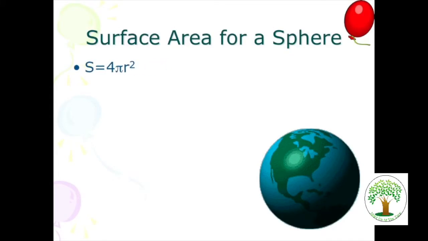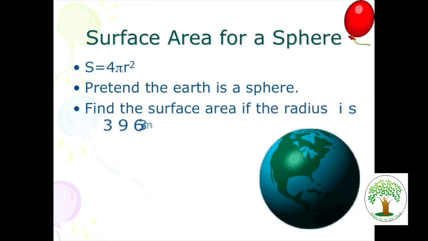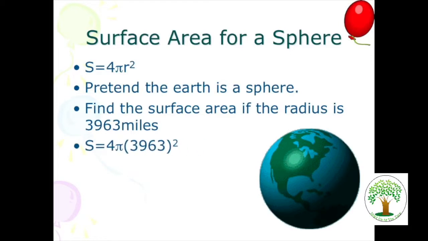Surface area of a sphere. You have 4 pi r squared. That's what you've been memorizing for the last couple weeks. If we pretend that the Earth was a sphere, we could find the surface area if we knew that the radius was 3,963 miles. So if I put that in there, I put 4 pi times 3,963 squared, we would get approximately 62 million pi miles squared.